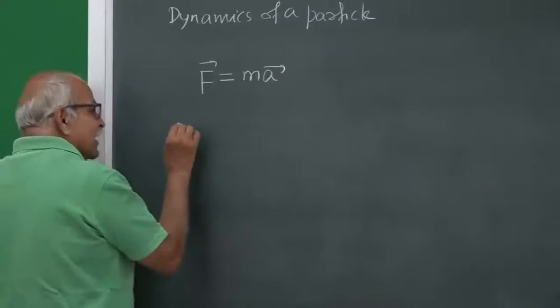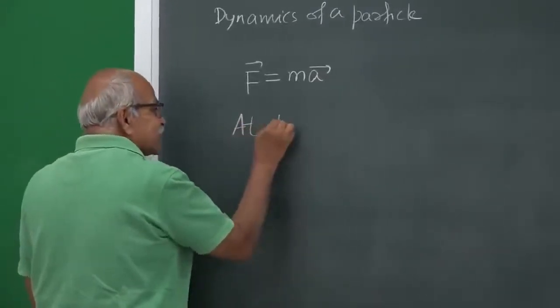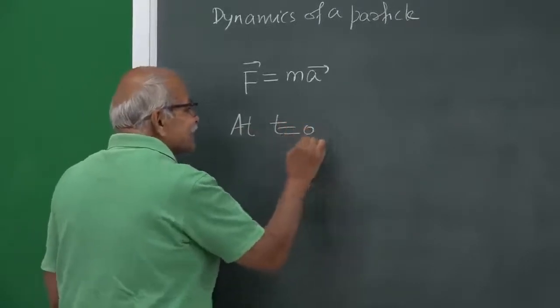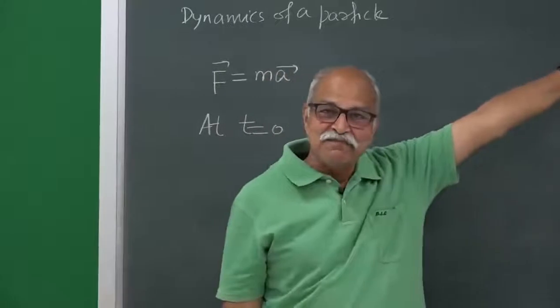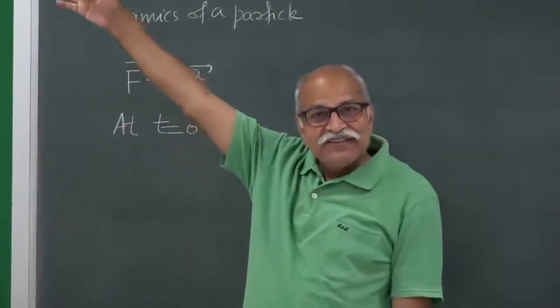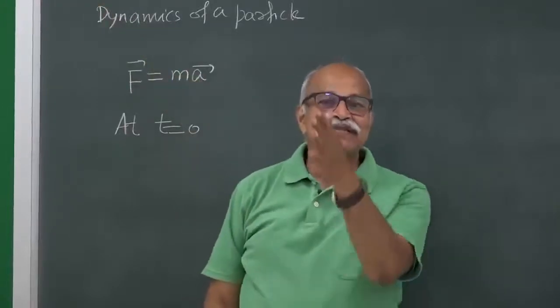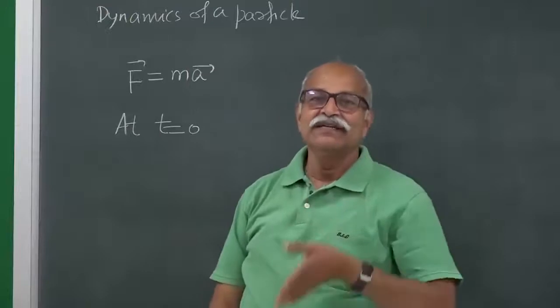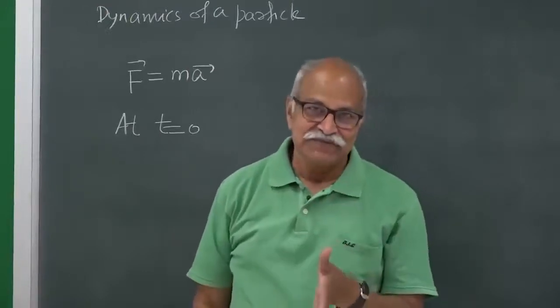So, what is the problem? What is known at a certain time, which we call t equal to 0. Remember, time has been flowing from time immortal and will keep flowing. So, if you say t equal to 0, you have chosen some instant and you are calling it t equal to 0. So, it is our definition of t equal to 0.